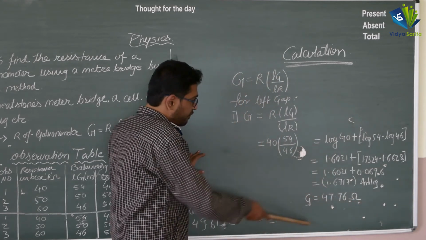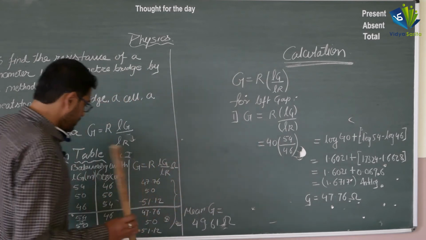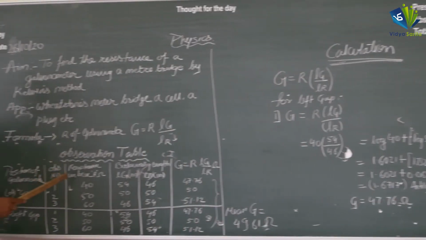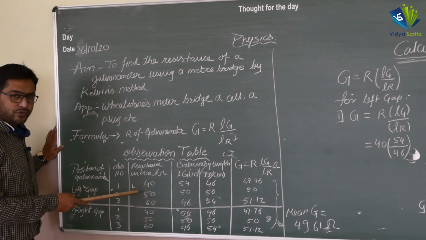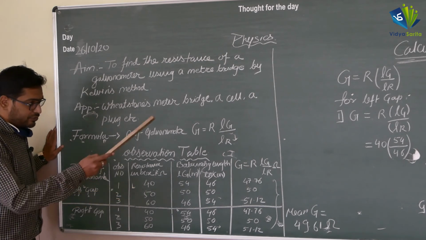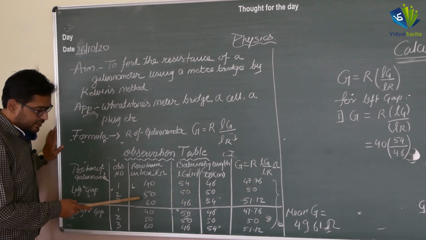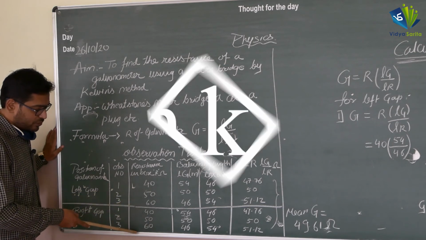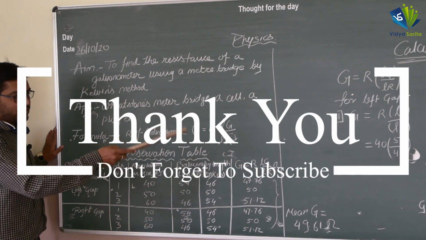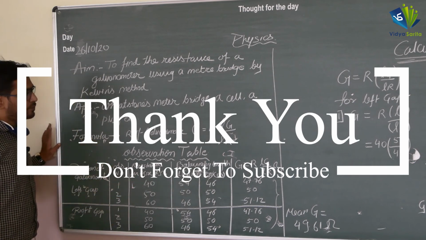You need to perform these calculations on each and every resistance box value which I have taken. 40 I have shown you, 50 and 60 the same, and the same goes with the right gap also. So these 6 calculations you need to write in your notebook.